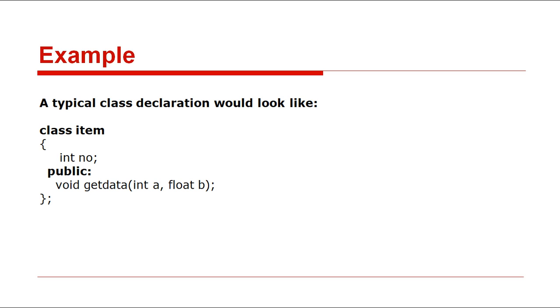The keyword protected followed by a colon operator is used to make data members and member functions visible within the class and its child classes. Clear? So in detail we will learn later.